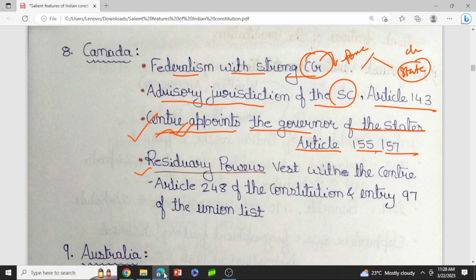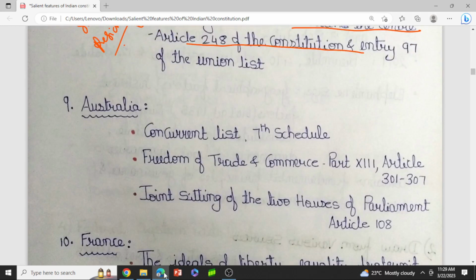Residuary powers. We have the 7th schedule, we have the concurrent list, the union list, and the state list. Other than this, there are certain matters which are called residuary. So residuary powers are vested with the center, Article 248 of the Constitution, Entry 97 of the Union List. Taken from Australia. Concurrent list. What is the concurrent list?